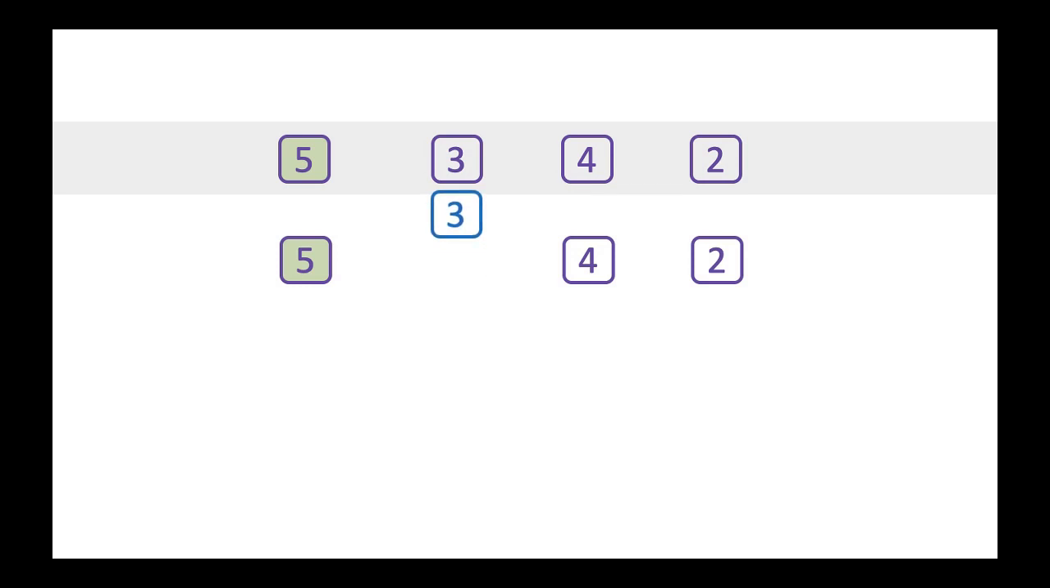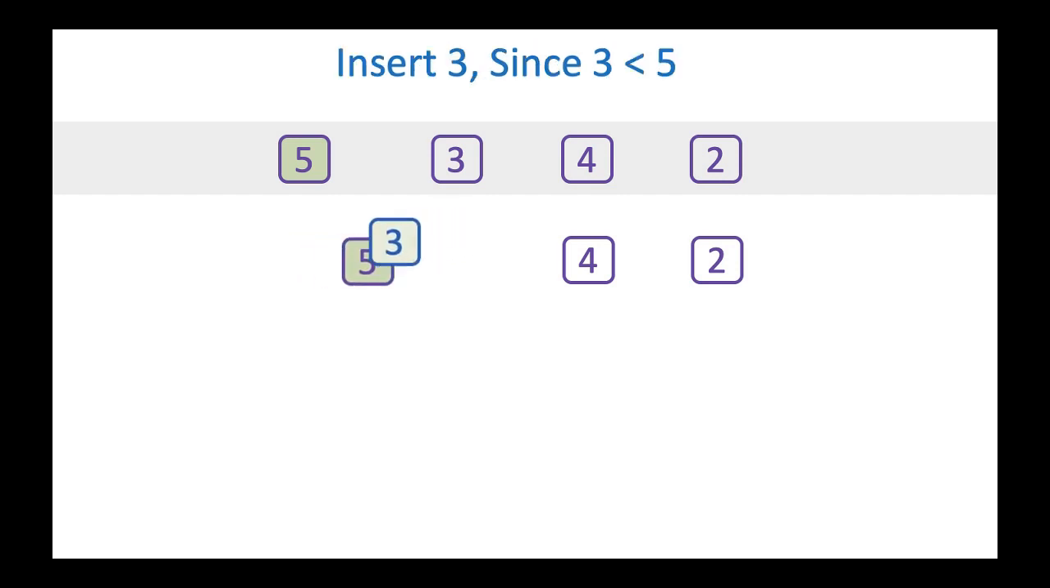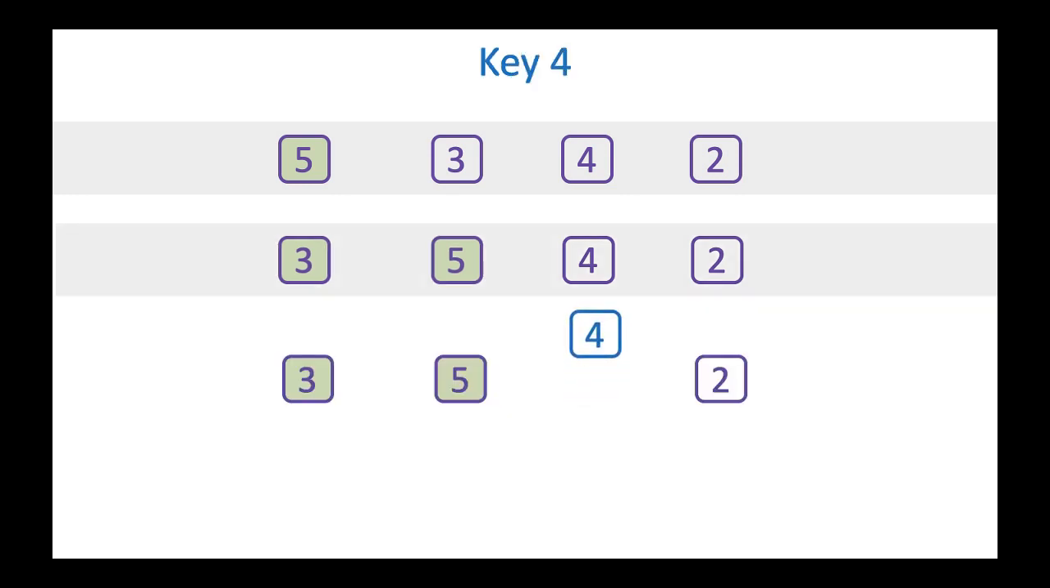Then we move on to the next iteration and we pick the number 3, which is next on the list. So now 3 is the key. We are going to compare 3 with 5, which is what we have on the left. Since 3 is lesser than 5, we are going to insert 3 before it. This is rule number 2 for us. This leaves us, on the second iteration, with the first two numbers sorted.